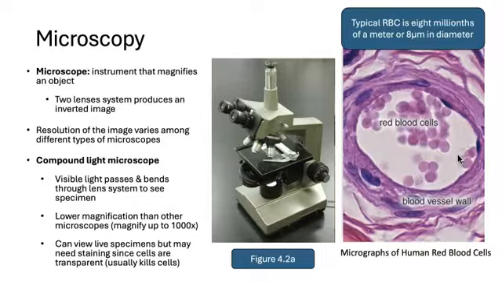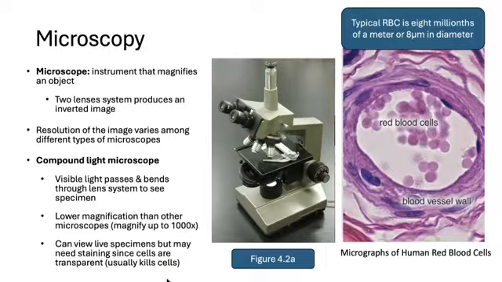Now let's talk a little bit about microscopy. Now most of us have used at least a microscope at some point in a biology class of some sort, and it is going to be an instrument that magnifies an object. So essentially we could see these smaller cells or materials much more clearly. We're going to use a two-lens system to do this in order to produce an inverted image.